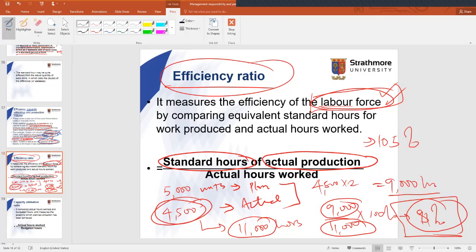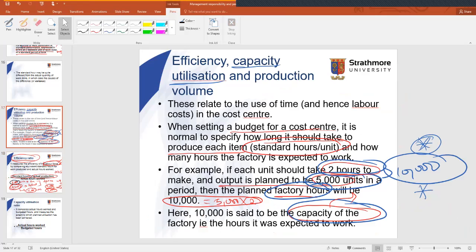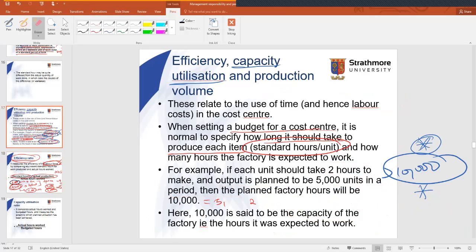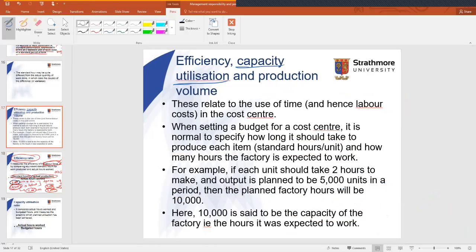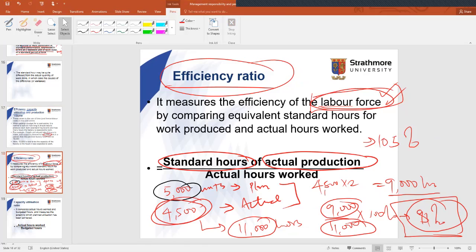Anyway, here I give you an example. This is a continuation from the previous example. We see that the plan was to make 5,000 units. Let me just rub off some of these things here. The plan for this company was to make 5,000 units, that's the budget. In actual sense, the actual units they produced in that time period is 4,500.